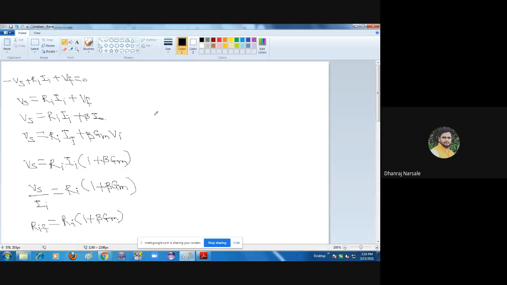Understand this first; this is the first equation. Then we have to find out the output resistance. Have all understood? Smita? Yes, sir. Okay.